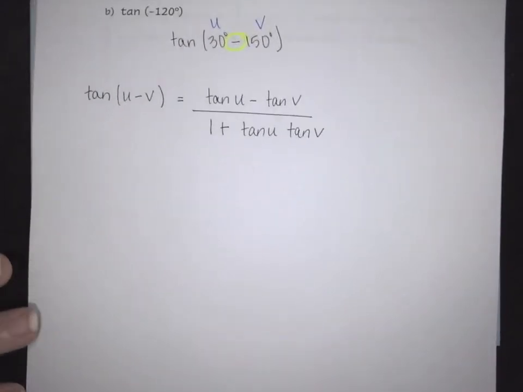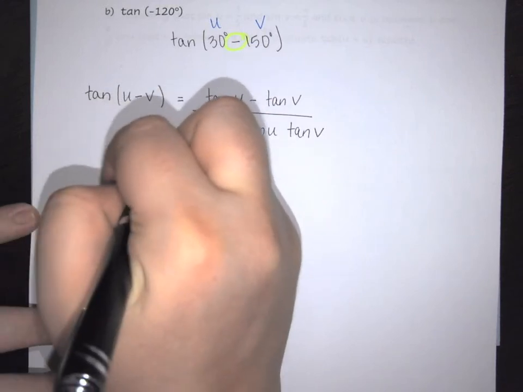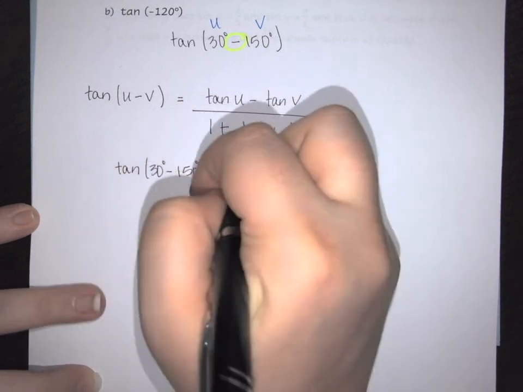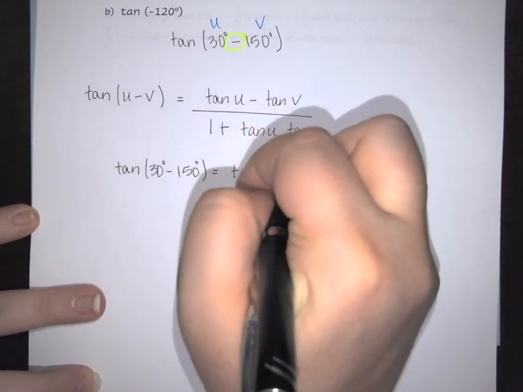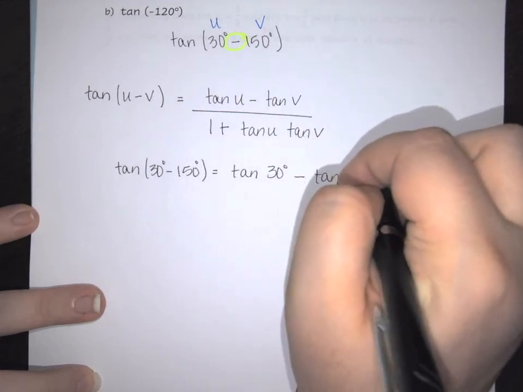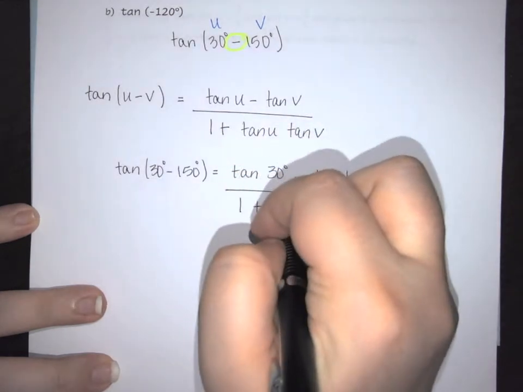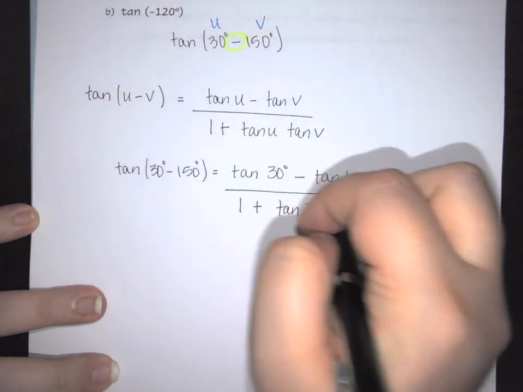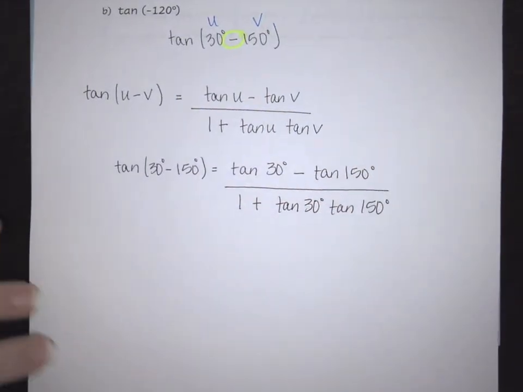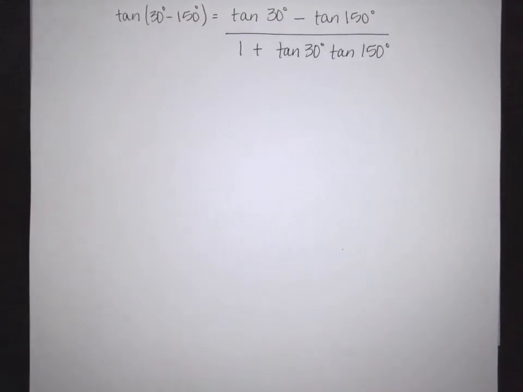So we have to plug in our information. Here we're going to get that the tangent of 30 degrees minus 150 degrees is going to be the tangent of 30 degrees minus the tangent of 150 degrees all over 1 plus the tangent of 30 degrees and the tangent of 150 degrees. So I have my two references that I have to use.